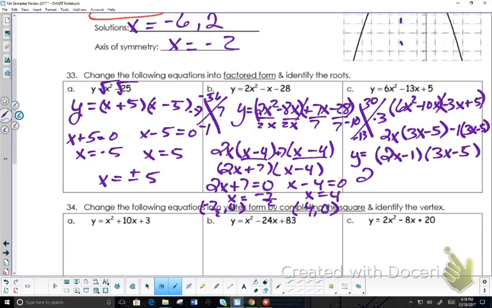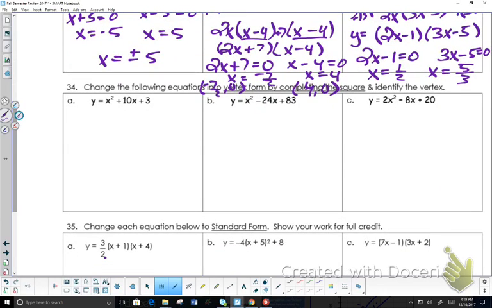If I want to find the zeros, I got to set them both equal to 0. And this right here, I'm going to add the 1, divide by 2. This one, I'm going to add the 5 and divide by 3. So those would be your two solutions for that one.